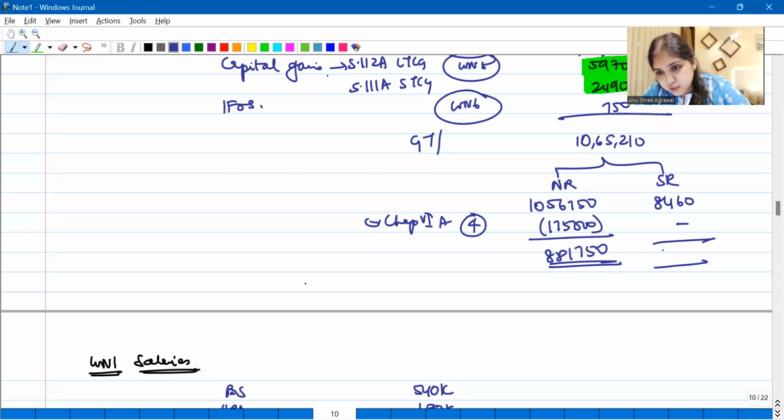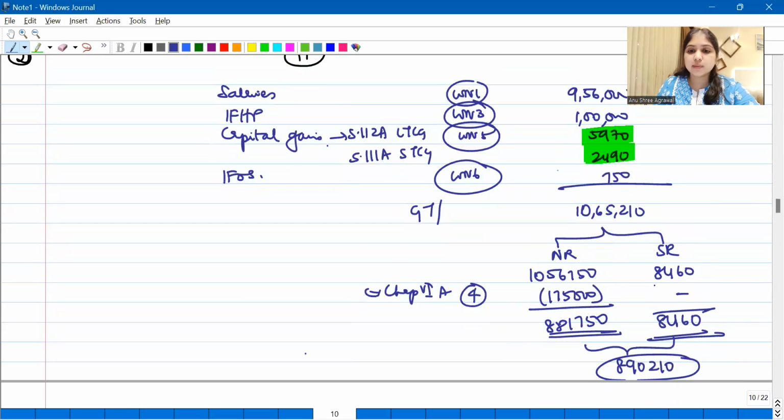8,81,750. Special rate income 8,460. So total income of my assessee is now going to be 8,90,000 to 10. This is going to be the total income of my assessee. But the story does not end here. Tell me, is it already in multiples of 10? Do I have to round off? No need to round off. It is already in multiples of 10.